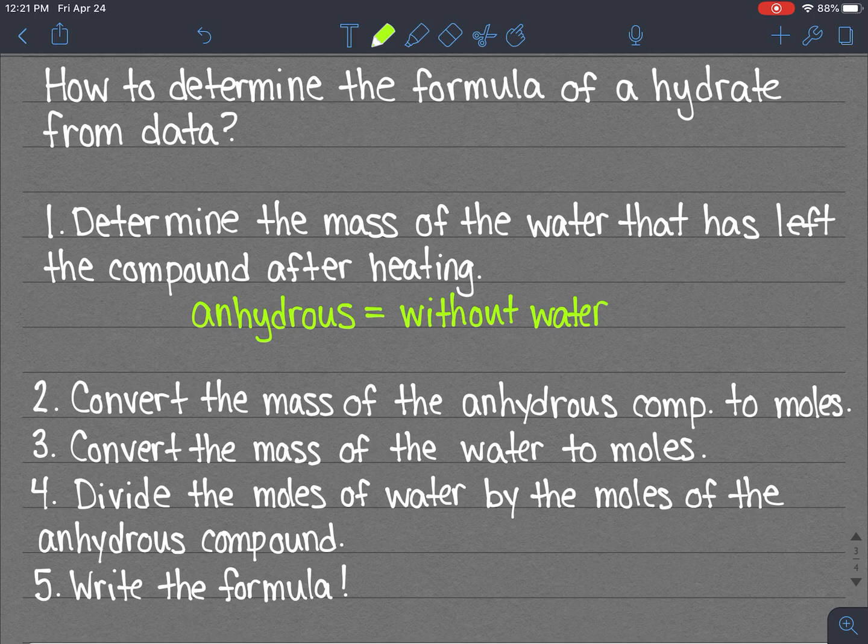If we end up having to round a ton, it means there was probably something wrong in the data we collected, or we didn't get all of the water out.